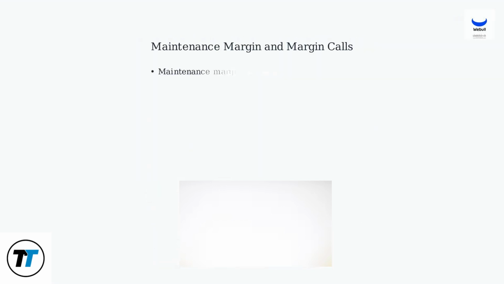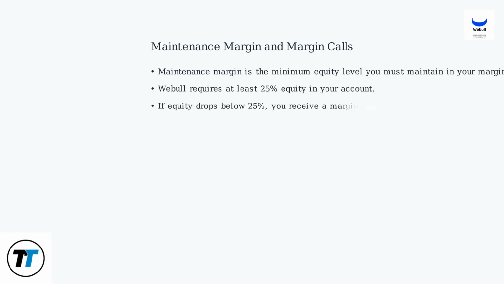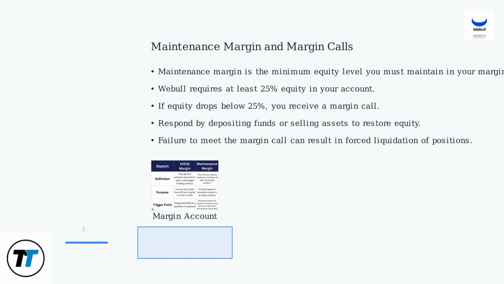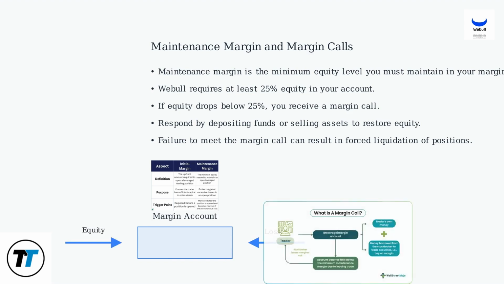Maintenance margin is the minimum equity level you must maintain in your margin account. Webull requires at least 25% equity. If your account value drops below this threshold due to market losses, you'll receive a margin call. This requires you to deposit additional funds or sell assets to restore your equity above 25%. Failure to meet the margin call can result in Webull forcibly liquidating your positions to recover the borrowed funds.